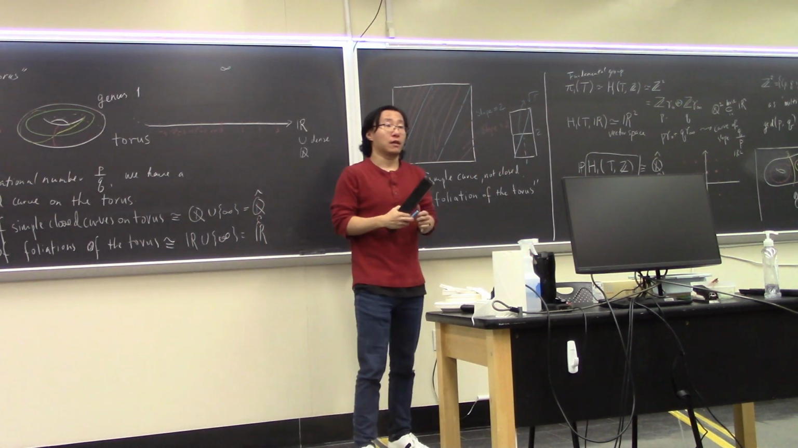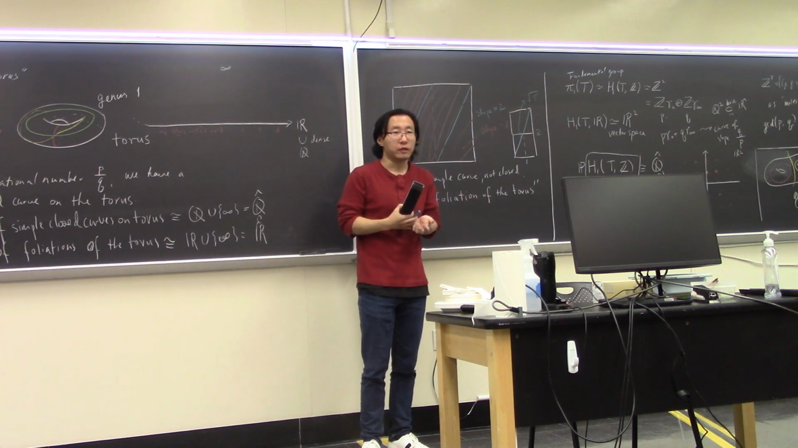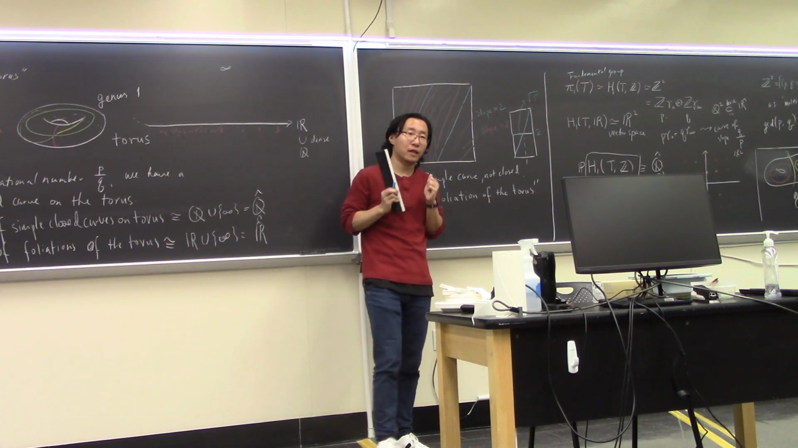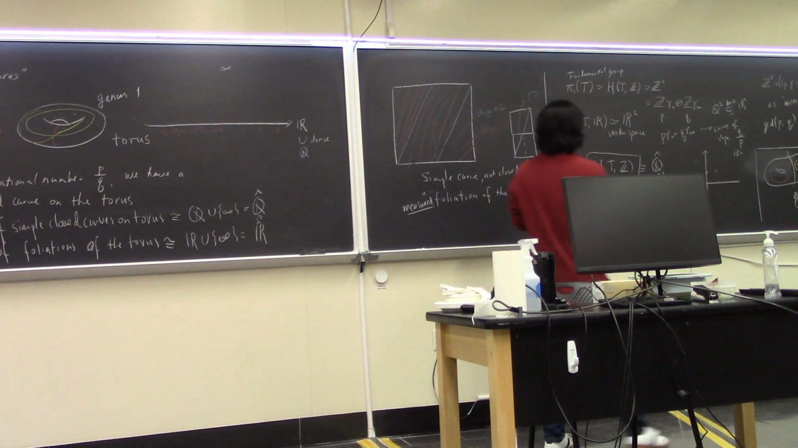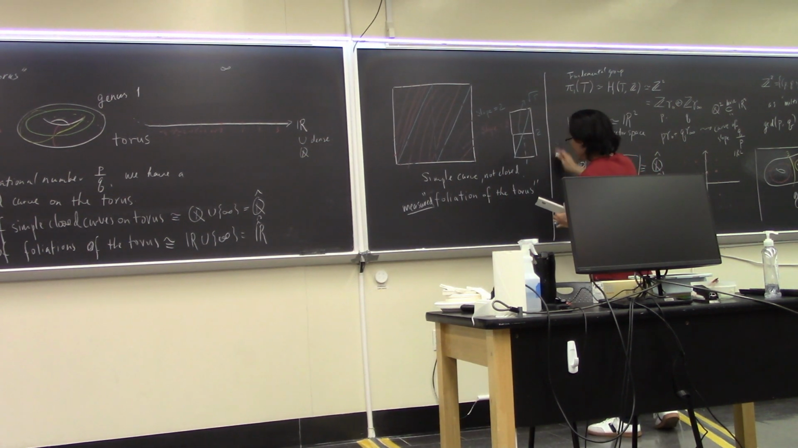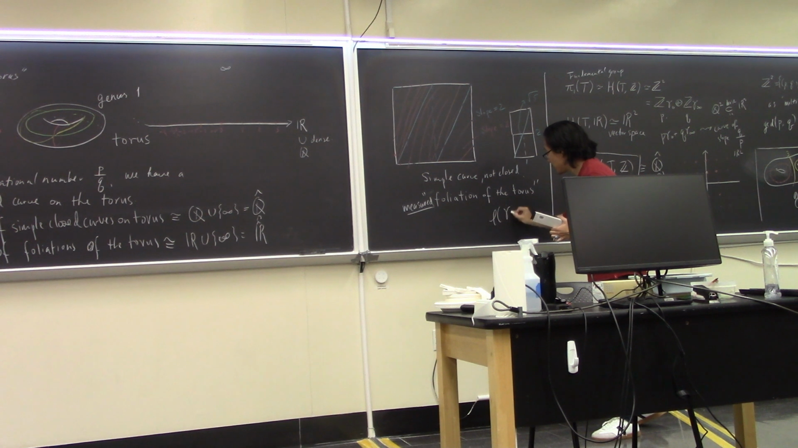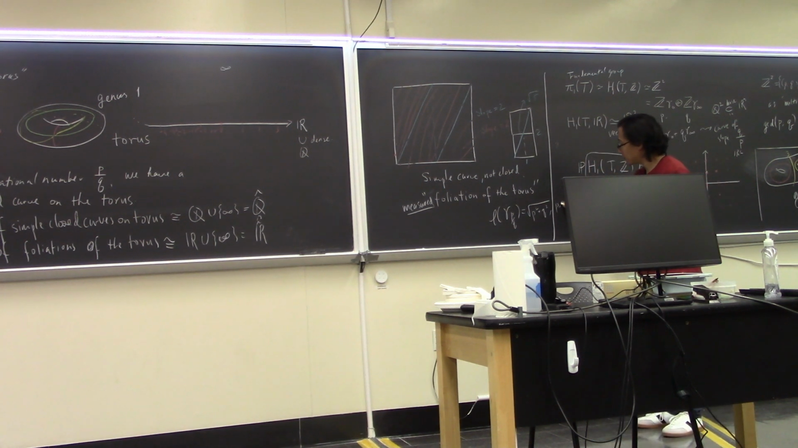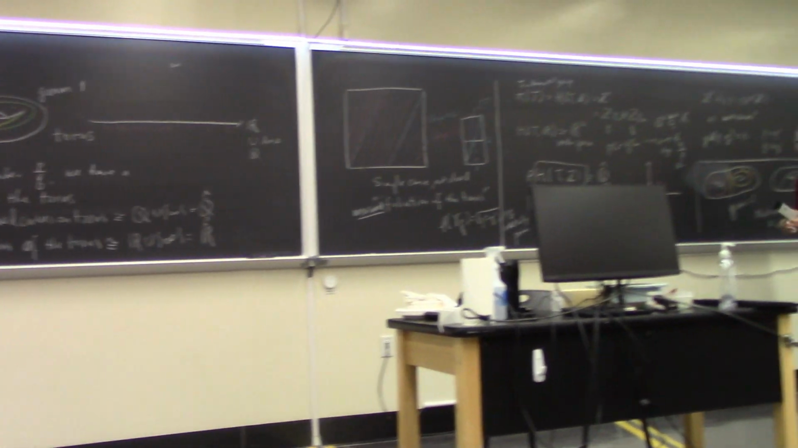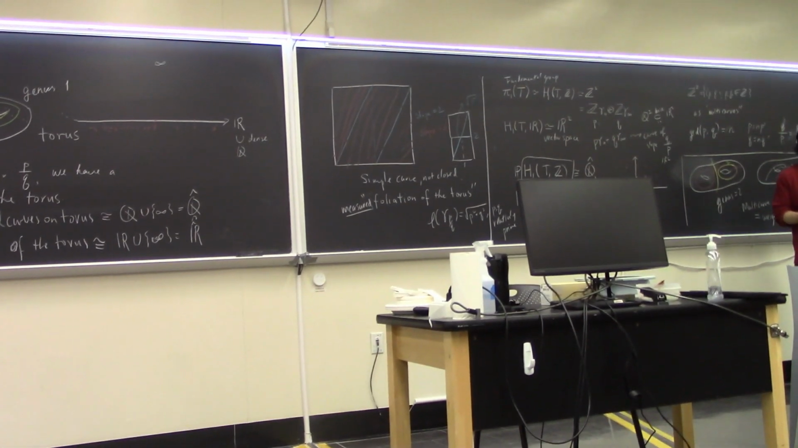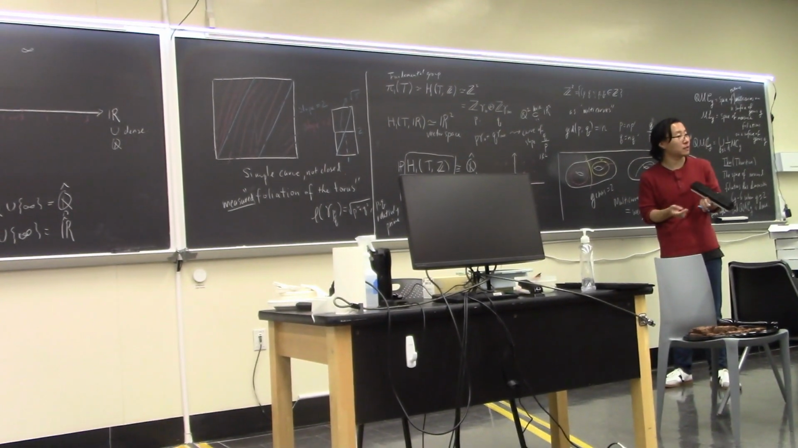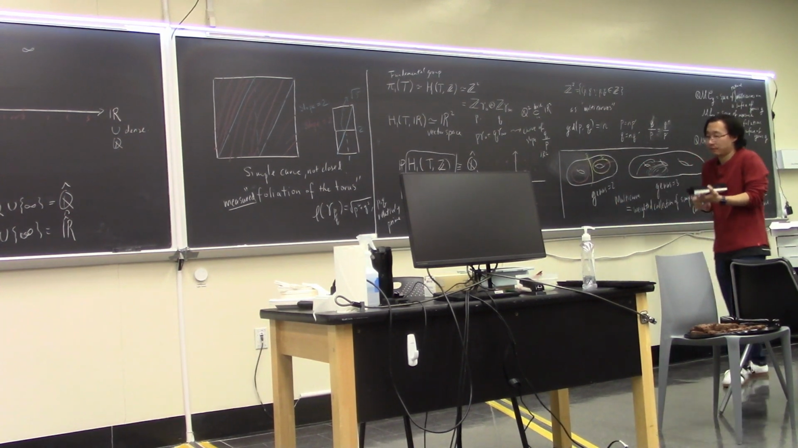So if I have a simple closed curve with slope p over q, where p and q are relatively prime, then I know it has length gamma of p over q equal to the square root of p squared plus q squared. Then it's natural to define the length, if they are not relatively prime, by just multiplying by n, because we are treating them as n copies of this curve.